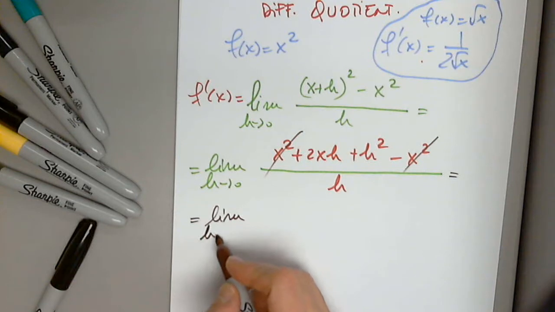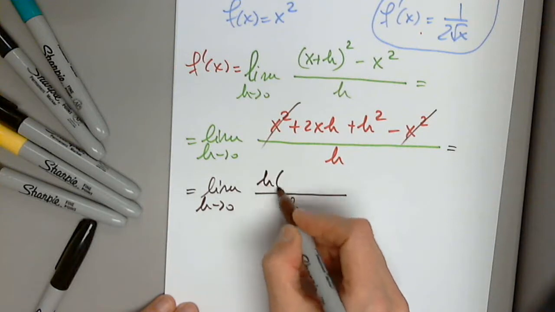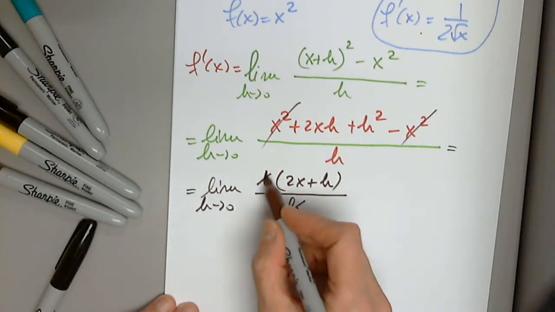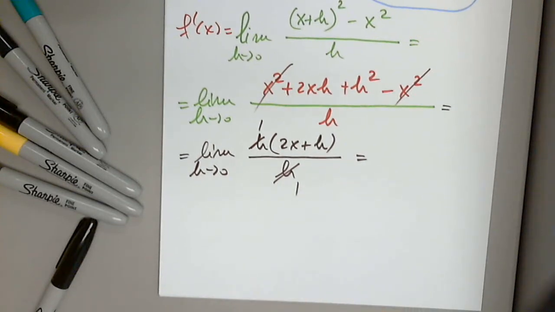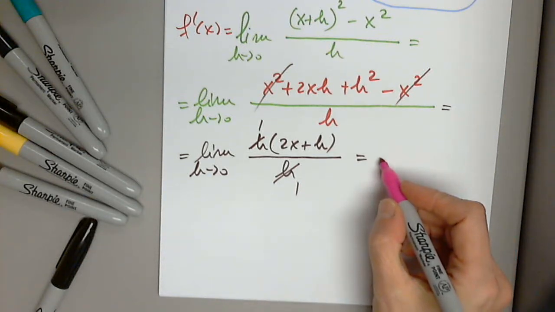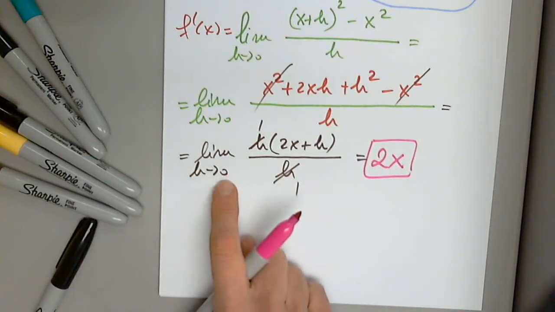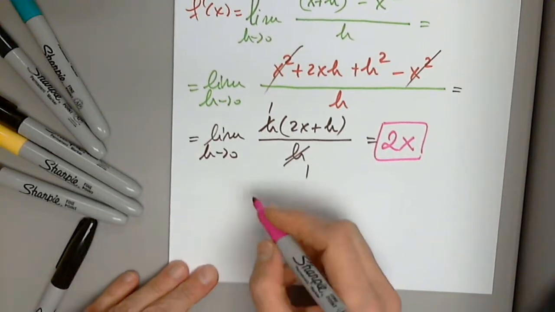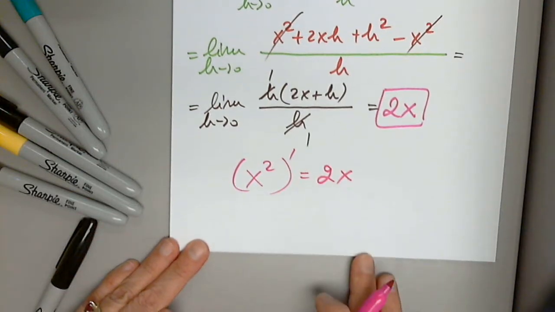So the limit as h approaches 0. What happens next? 2x plus h. I simplify. And now I drop the limit operator. And I will know forever that x squared has a derivative, a function that will give us the instantaneous rate of change at any point. And that function is? We are replacing h by 0. It's a polynomial. We are replacing h by 0 and we get 2x. So from now on, we commit to memory that x squared prime is 2x.